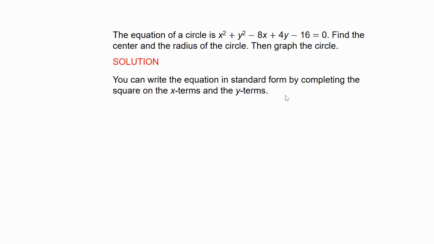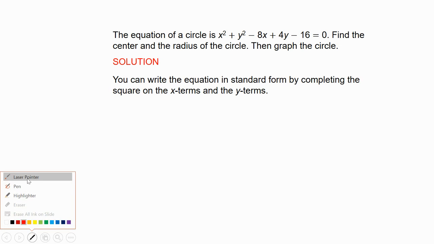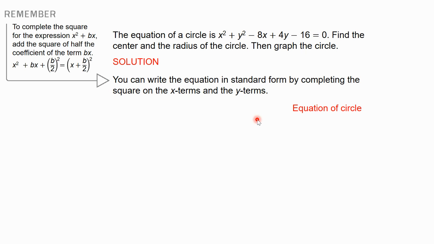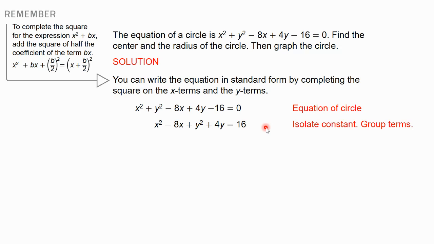So first, in order to figure out the center and radius of our circle, we need to write this in standard form. And that means that we need to complete the squares with our x terms and our y terms, because remember, we want two binomials squared. To do this, we need to take the equation we're given and clean it up. We need to organize our x terms together, our y terms together, and move our constant to the other side. So when we do that, you should end up getting x squared minus 8x plus y squared plus 4y equals 16.